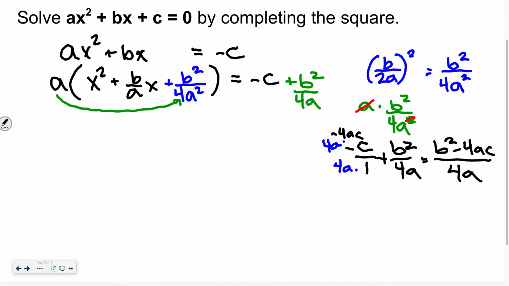Some of you may be like, oh, this is just showing us where the formula is coming from, right? Like, yes. You're not going to be doing that. I'm not going to ask you to do this.